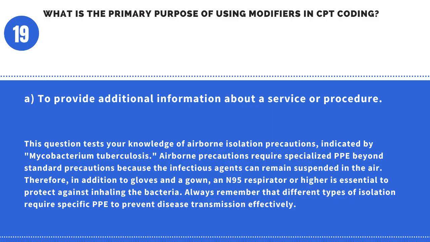This question asks about the fundamental role of modifiers in CPT coding. Modifiers are two-character codes appended to CPT codes to provide extra details about the service performed without changing the definition of the code itself. They can indicate things like whether a service was bilateral, if multiple procedures were performed, or if unusual circumstances applied. Modifiers help tell the complete story of the service rendered. Modifiers are like flags that give payers more context about a CPT code.